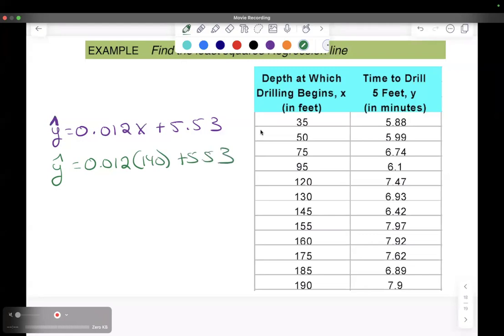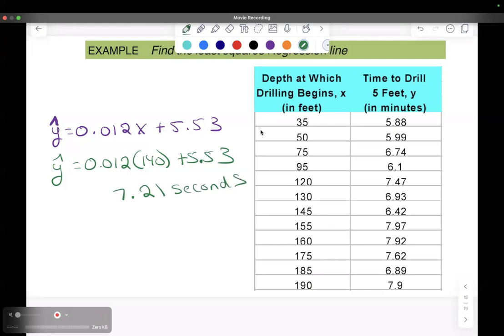And I would put that 140 in for X. That should be a point right in here. I lost my decimal, that's weird. I don't know what happened there. 0.012 times 140 plus 5.53. There we go. We would expect it to take about 7.21 seconds. This would be my prediction.